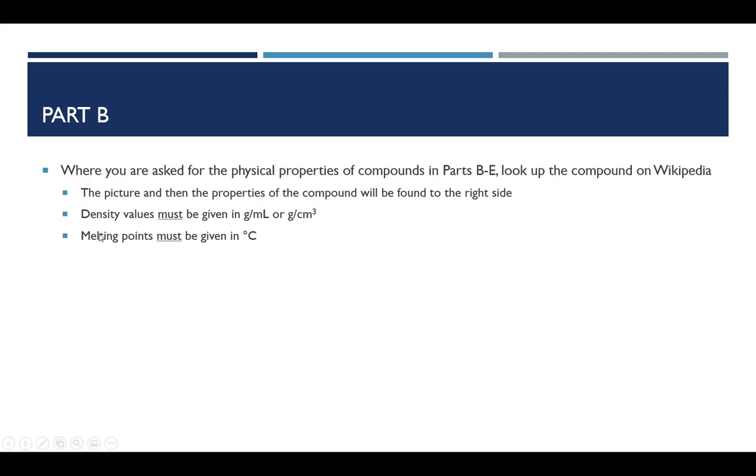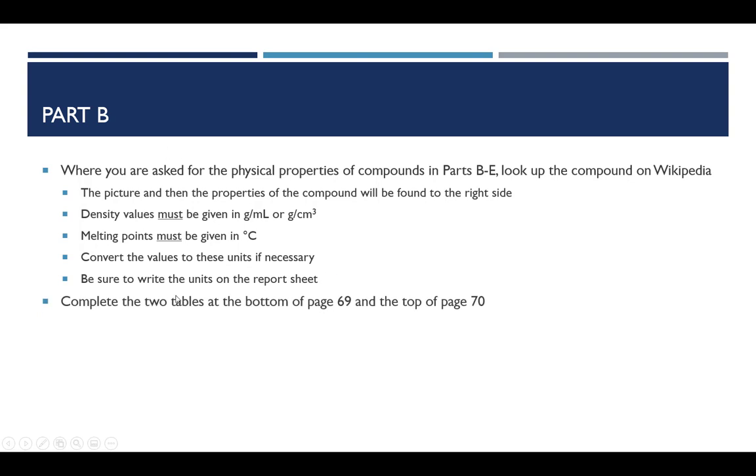The melting points you look up need to be in degrees Celsius. If you can only find them in degrees Kelvin or Fahrenheit, then you need to convert them using a unit conversion. And don't forget, you need to write the units on the report sheet in the boxes where you're asked for these properties.